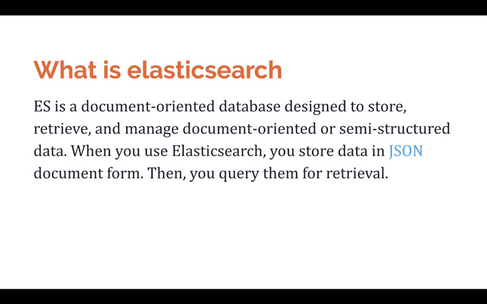Elasticsearch is a document oriented database which is designed to store, retrieve, and manage document oriented or semi structured data. When you use Elasticsearch, you store data in JSON document format and you query them for retrieval.